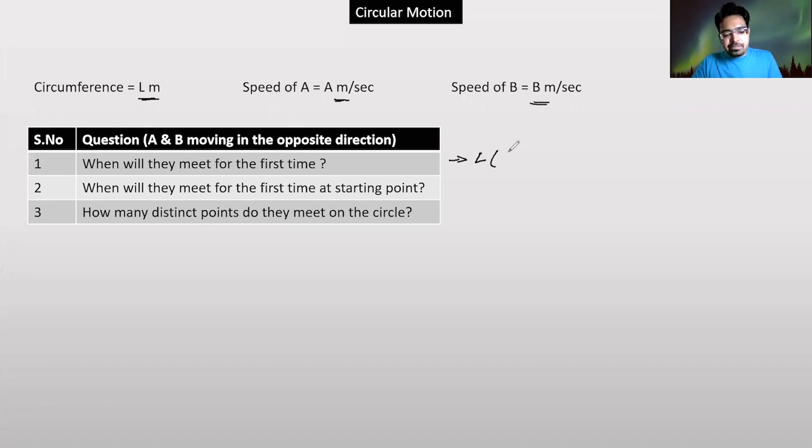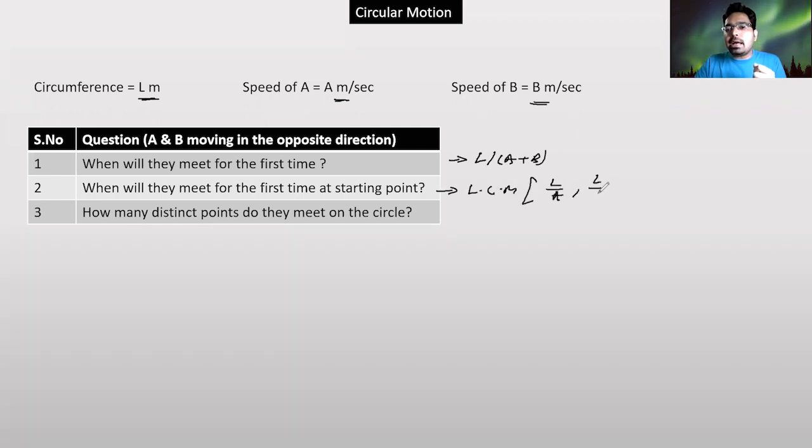L divided by A plus B, isn't it? Because they're moving in the opposite direction, their relative speed will be nothing but the sum of the two speeds. When will they meet for the first time at the starting point? Once again, that will be nothing but the LCM of the values L by A and L by B. Now, what will be that? The numerator is the same, so the LCM will be L divided by HCF of A and B. Now, how many distinct points do they meet on the circle?